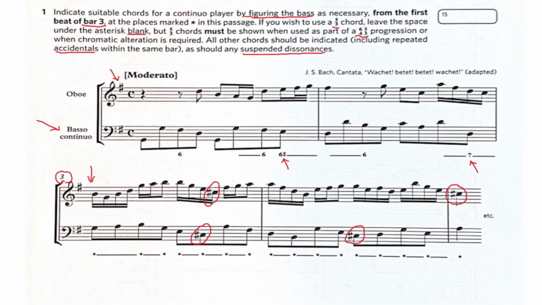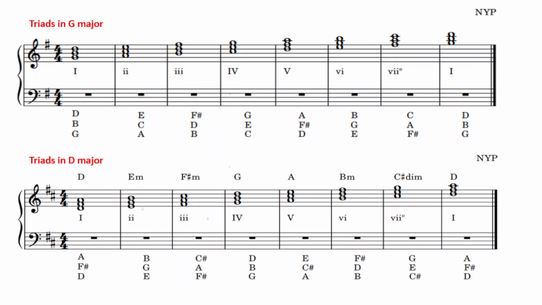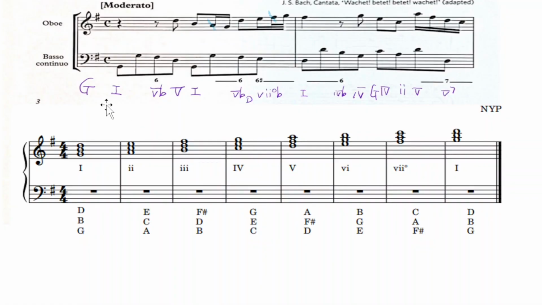Let's write out the Roman numerals for bar 1 and bar 2. We can write out the triads in G major and also in D major, because there may be a modulation. D major is the dominant key of G major. Now let's write out the Roman numerals for bar 1 and bar 2.